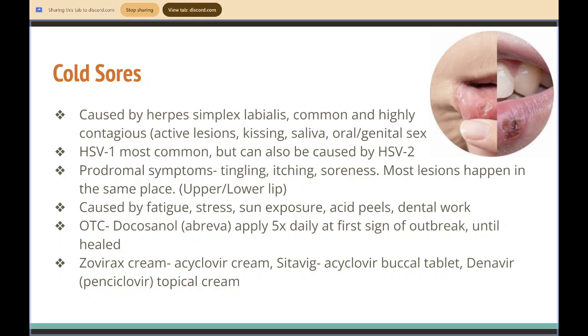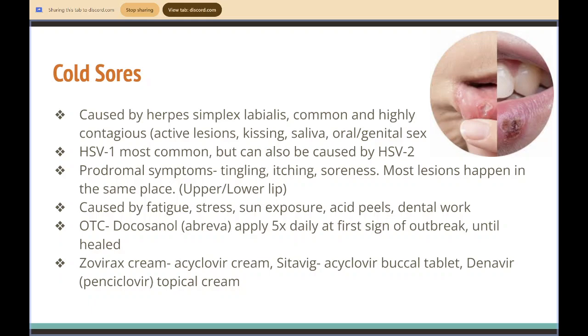The herpes simplex variant 1 virus, variant 1, is the most common but can also be caused by 2. There used to be a clear demarcation of HSV1 above the waist and HSV2 below the waist. However, there's no such epidemiological difference anymore.